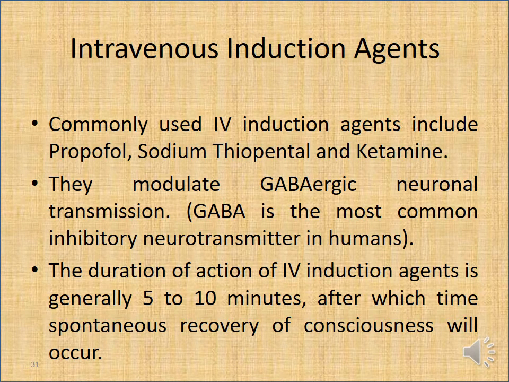Intravenous induction agents. Commonly used intravenous induction agents include propofol, sodium thiopental, and ketamine. They modulate GABAergic neuronal transmission; GABA is the most common inhibitory neurotransmitter in humans. The duration of action of intravenous induction agents is generally 5 to 10 minutes, after which spontaneous recovery of consciousness will occur.